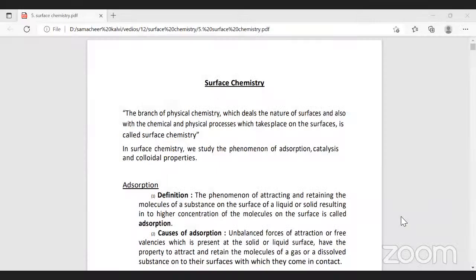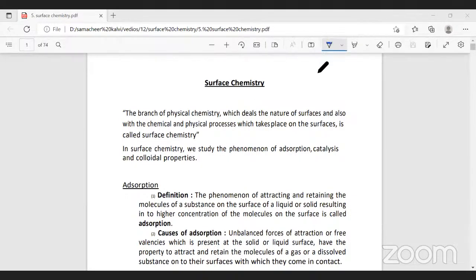Can you see the screen, Ajay? Yes, sir. Okay, fine. We will just do our work. We'll start directly with the topic, surface chemistry.